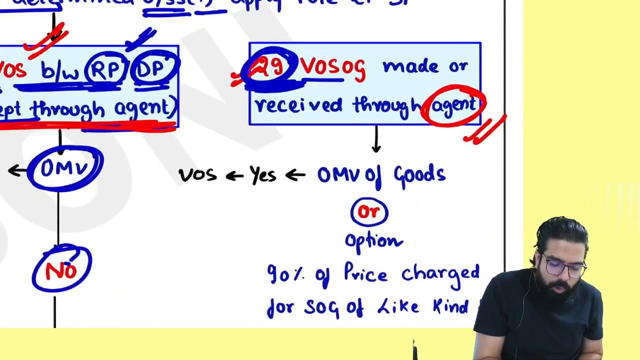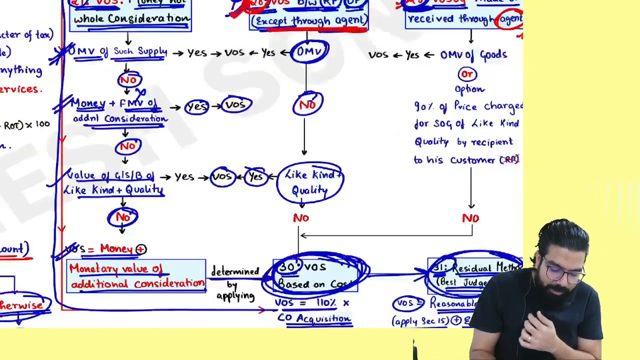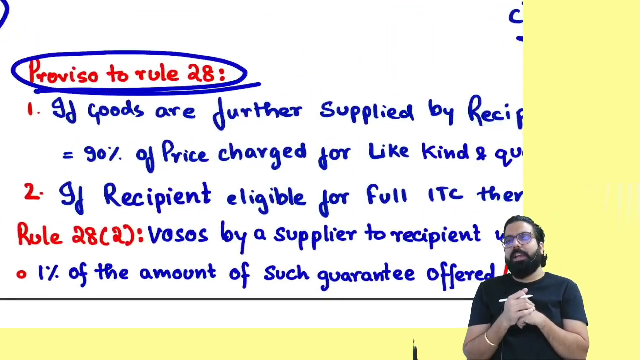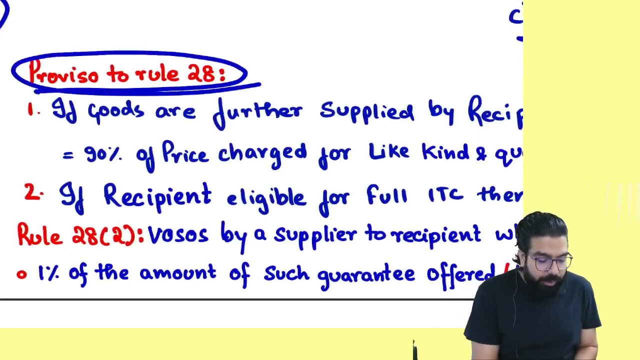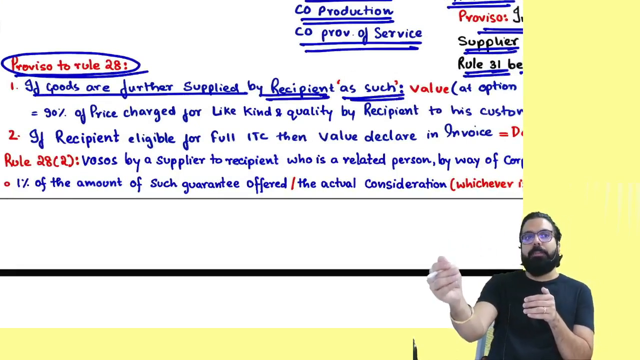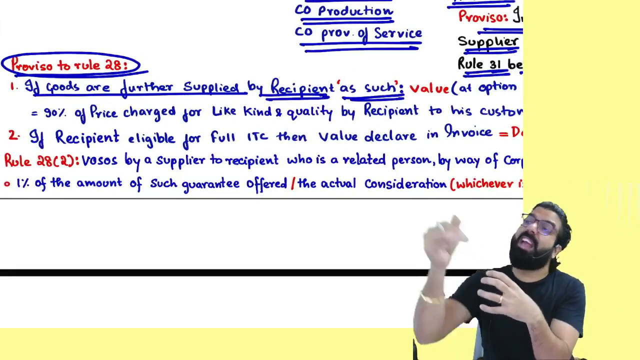Sir, value of goods made or, okay, rule number 28 may know. Two stars are there. You have to go down. There are two provisos which are there. Everyone listen to me very carefully. Proviso: if goods are supplied by the recipient as such, means I supplied to my related person or distinct person, and that related person or distinct person is supplying the goods as such.